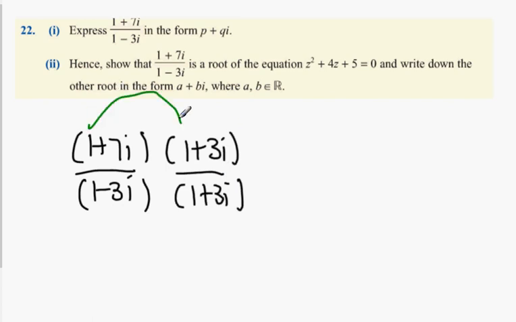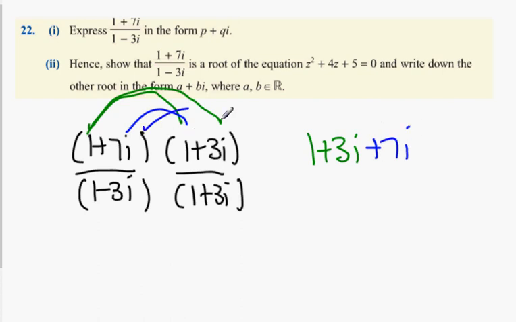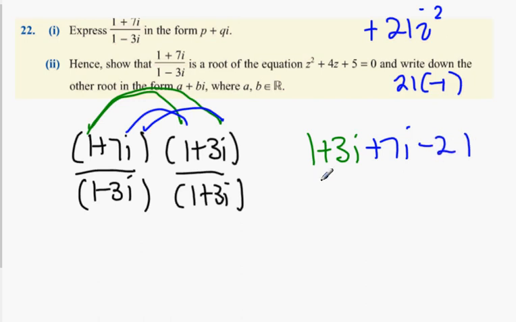1 by 1 is 1. 1 by 3i is 3i. After that, 7 by 1, 7i. And then 7i by 3i is 21i squared, and that's also known as what number? Minus 1. So 21 times minus 1 is minus 21. Fair enough, okay, it's good.